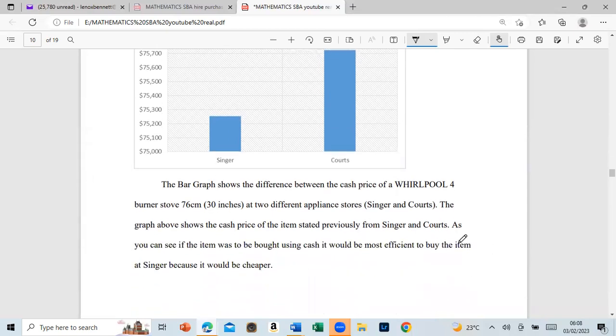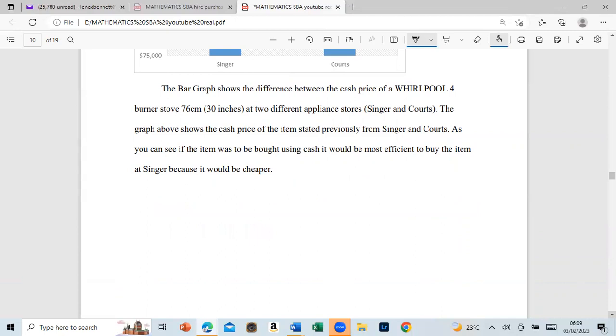The bar graph will show the difference between the cash price of the Whirlpool gas burner stove, 30-inch, at two different stores, Singer and Courts. Even though you describe it the same way, the graph above shows the cash price of the item stated previously by Singer and Courts. As you can see, if the item will be bought using cash, it is more efficient to buy at Singer because it will be cheaper. So the cash price will be cheaper.